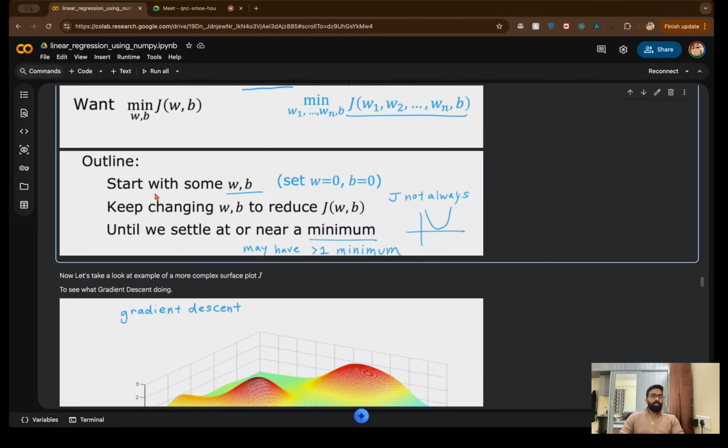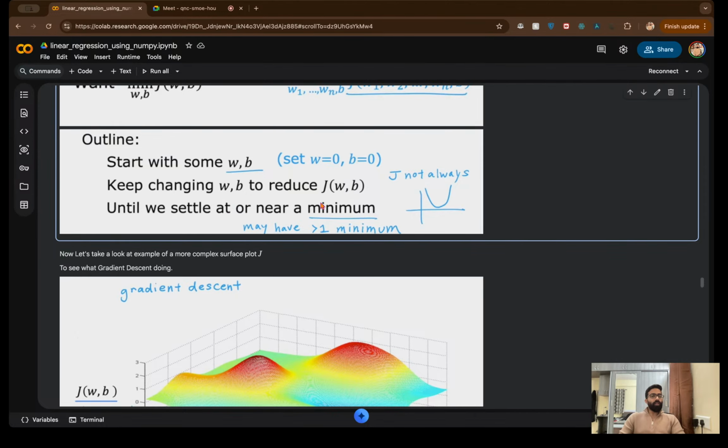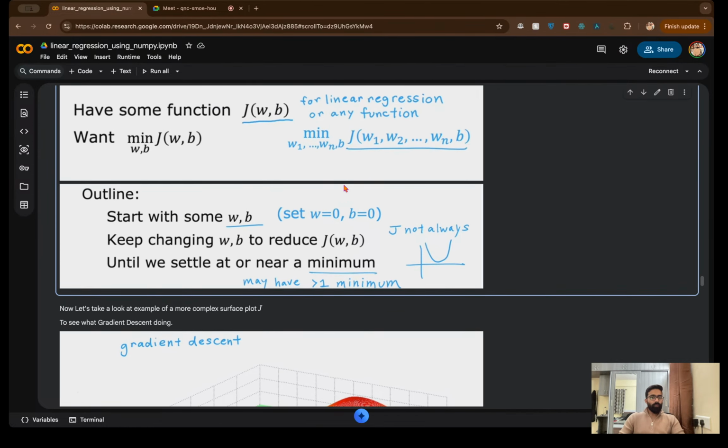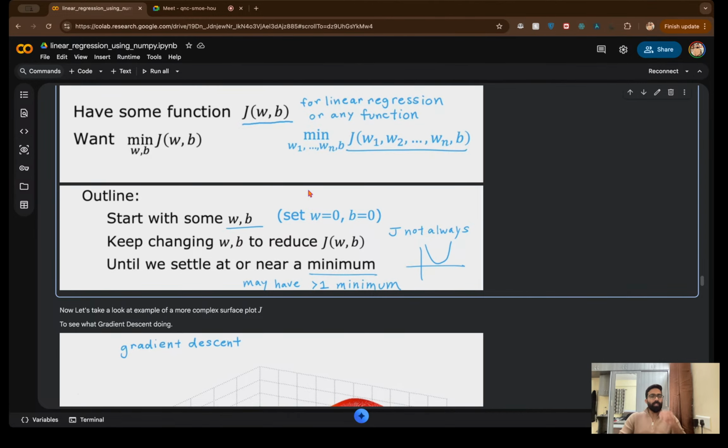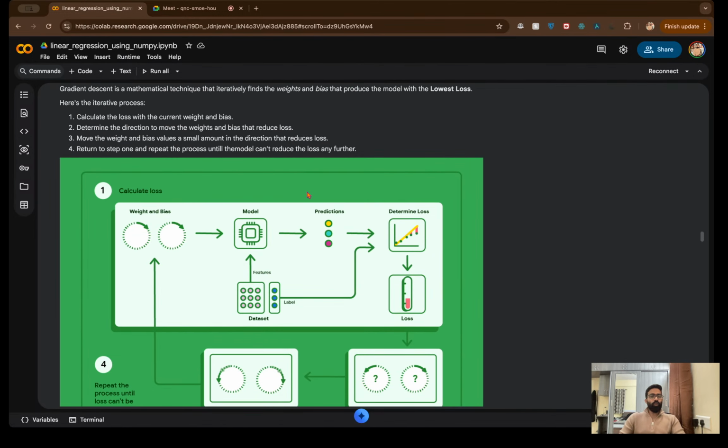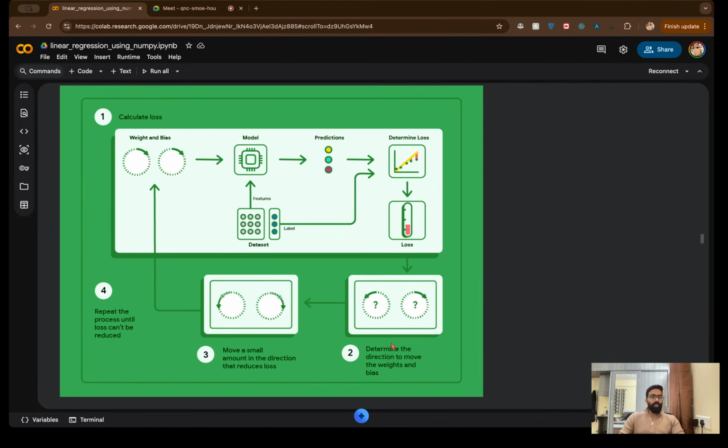Outline: start with some W,B, say W comma 0 and B comma 0. Let's start with some point, so we need to start. We'll start with 0 comma 0, taking W as 0 and B as 0. And what will we do with that 0 comma 0? We'll calculate the loss. Now if I go back to our gradient descent algorithm, after calculating the loss, we'll determine the direction to move the weights and bias.